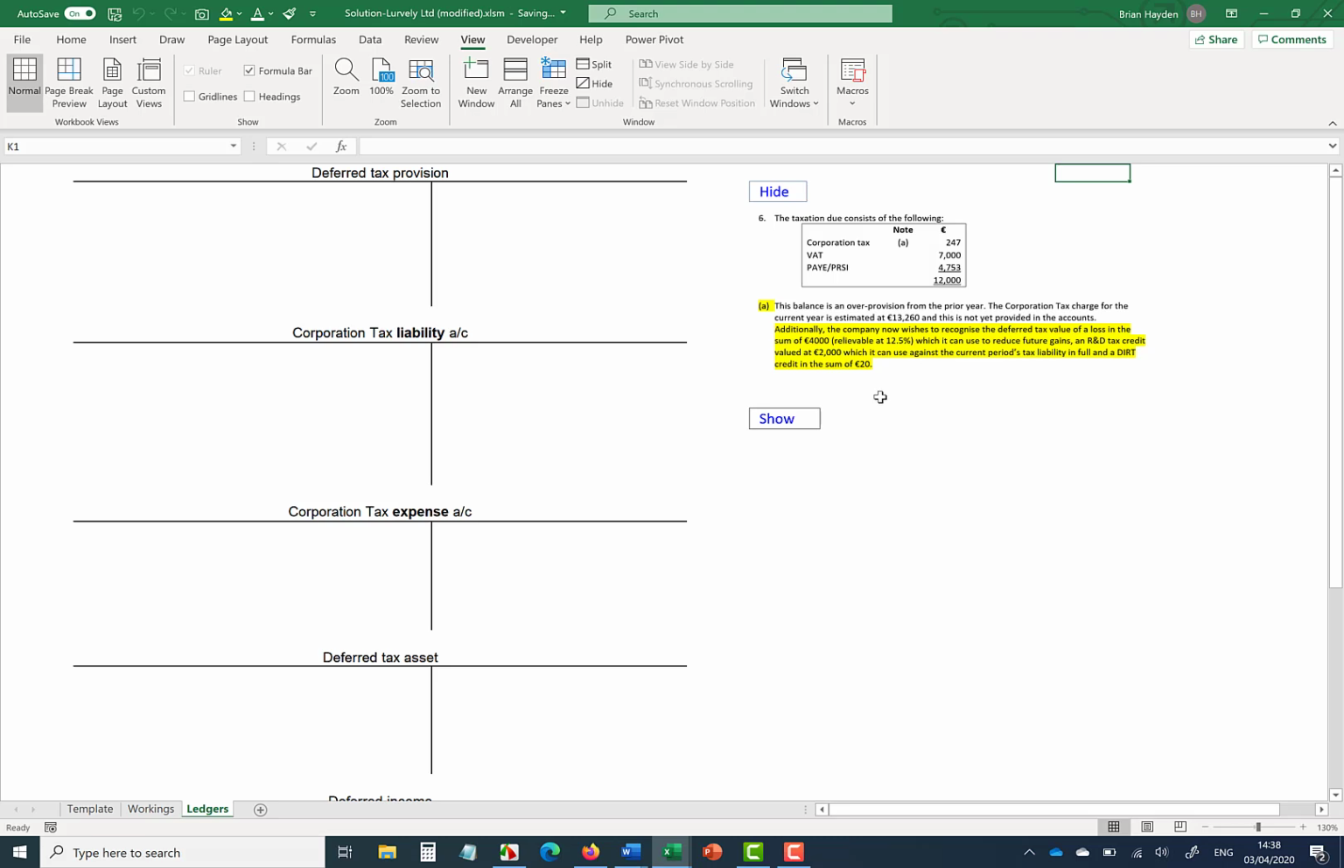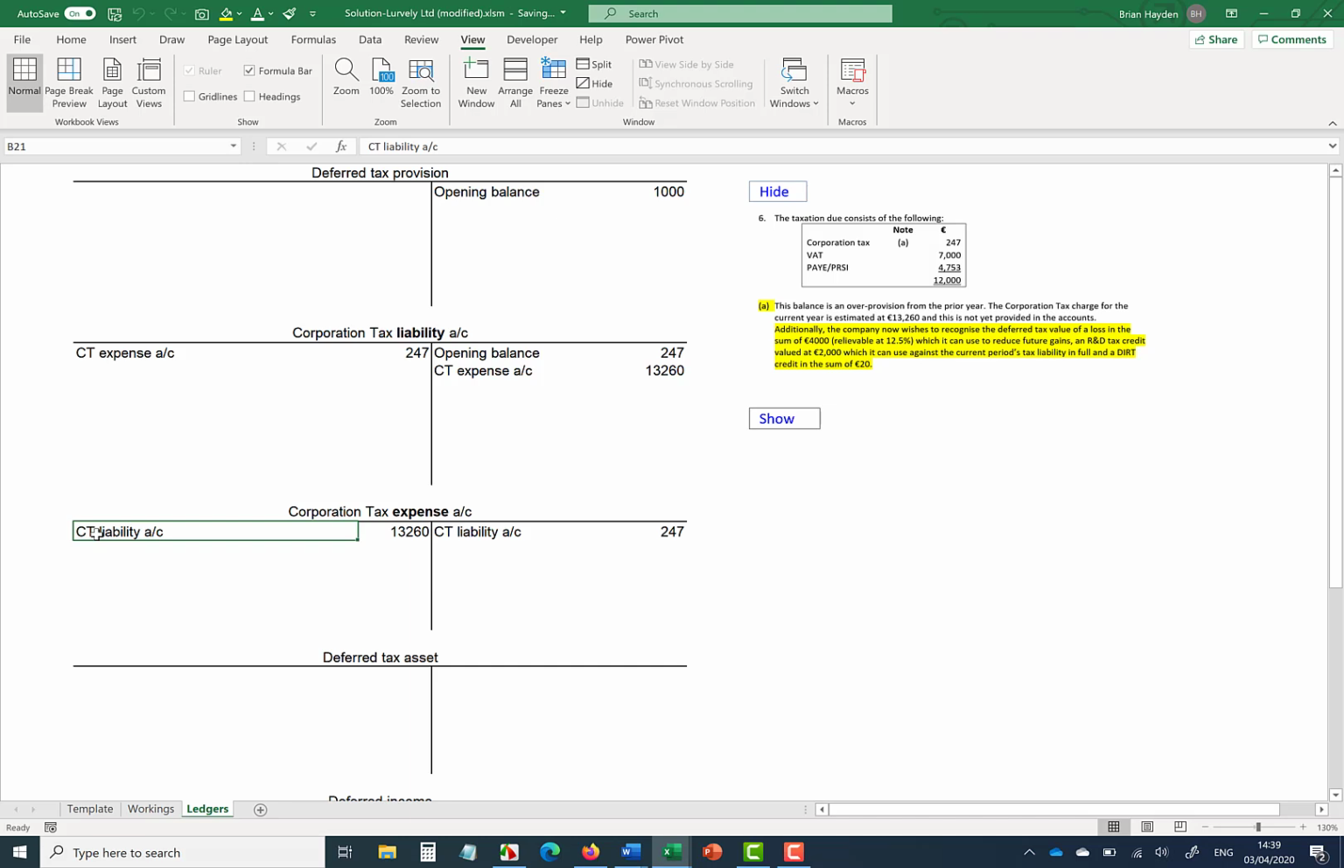So I'll start by putting in the opening balances. We have a deferred tax opening balance, which we were told was 1,000 euros, and a corporate tax liability opening balance of 247. Now I'll deal with the 247 first of all. This is an over provision, so we need to get rid of that, and we've seen this done in previous examples. So debit the tax liability account and credit the tax expense account with 247. I'll also deal with the 13,260. We're going to recognize a liability on profits of 13,260. So credit the liability account, okay, to create a liability, and debit the tax expense account, 13,260.